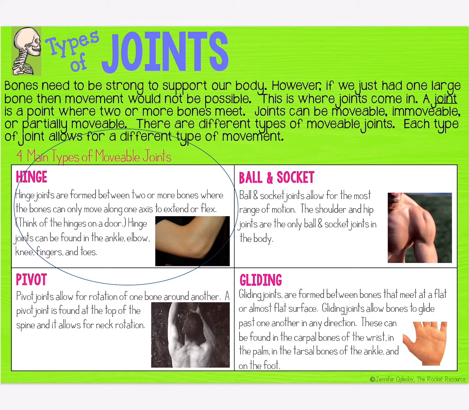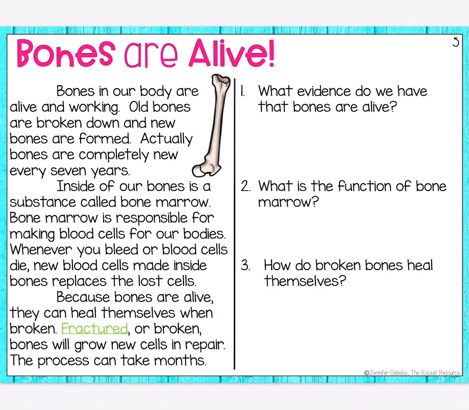Gliding joints are formed between bones that meet at a flat or almost flat surface. Gliding joints allow bones to glide past one another in any direction. These can be found in the carpal bones of the wrist, in the palm, and the tarsal bones of the ankle, and on the foot.